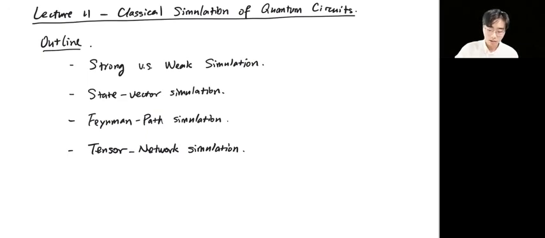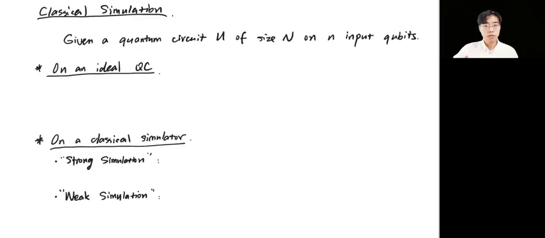So let's get started. When we talk about classical simulations of quantum circuits, we're given a quantum circuit U of size n, and here size means the number of gates typically, and sometimes that is also referred to as the depth of the circuit. And this number n is typically a polynomial in terms of little n, which is the number of qubits in this quantum circuit.